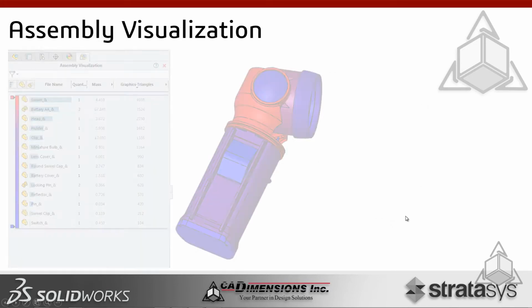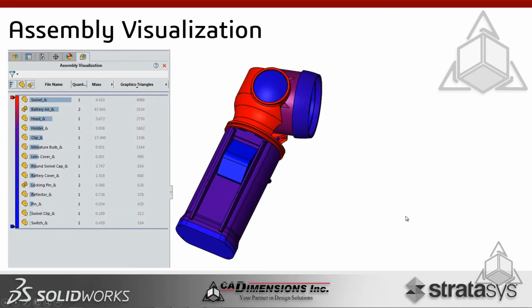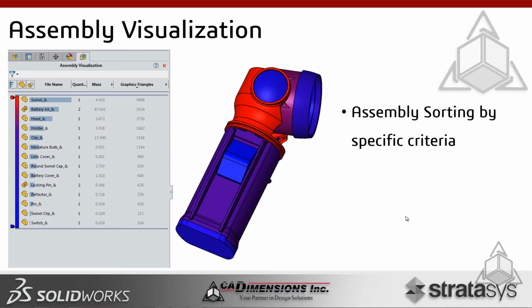So let's talk about assembly visualization. Assembly visualization is more like a chart that you can sort your entire assembly by specific criteria. It does have customizable properties. Now the great thing about this is you can see what has the most mass in your component or in your assembly, what has the most quantity.